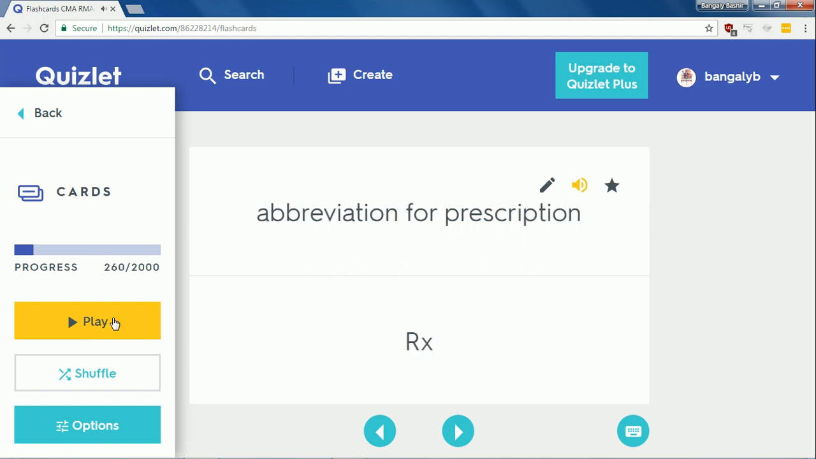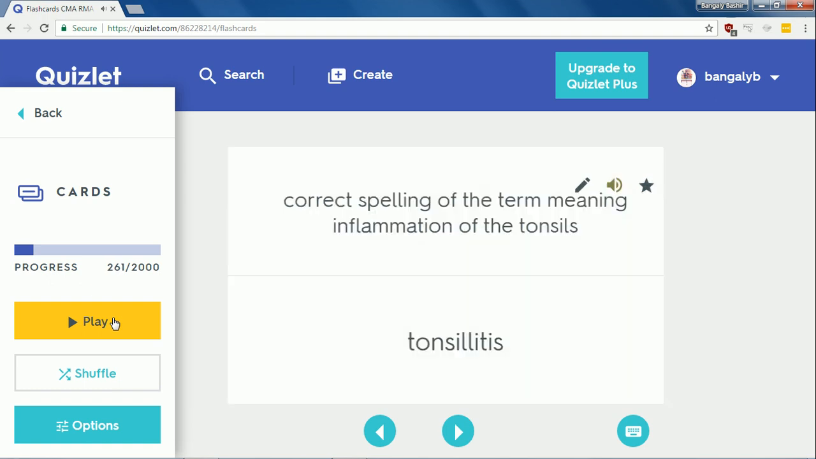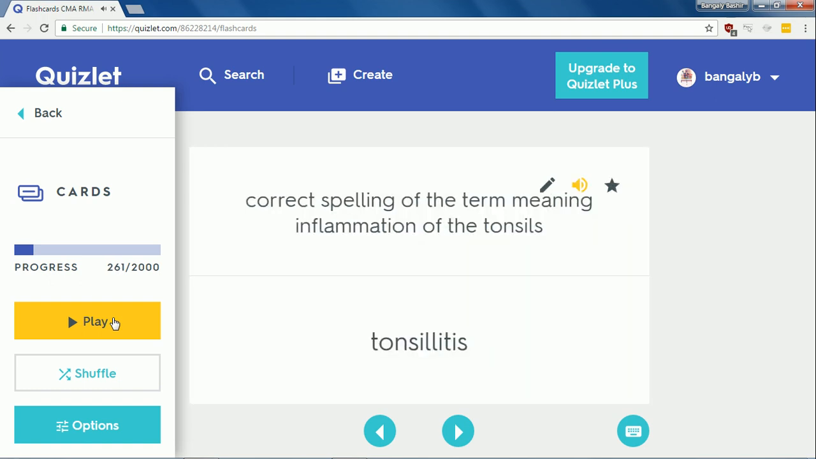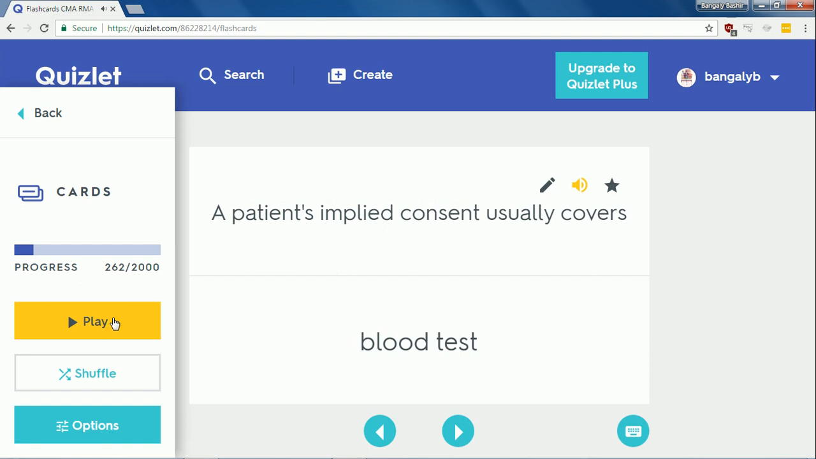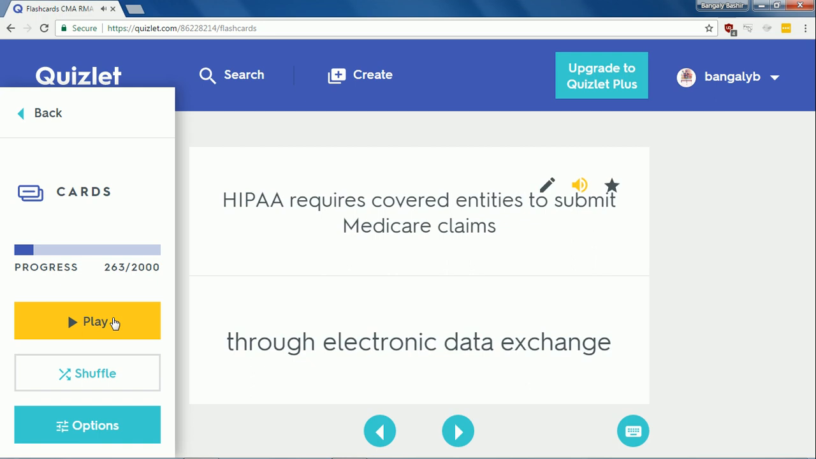Abbreviation for prescription. RX. Correct spelling of the term meaning inflammation of the tonsils. Tonsillitis. A patient's implied consent usually covers blood test. HIPAA requires covered entities to submit Medicare claims through electronic data exchange.